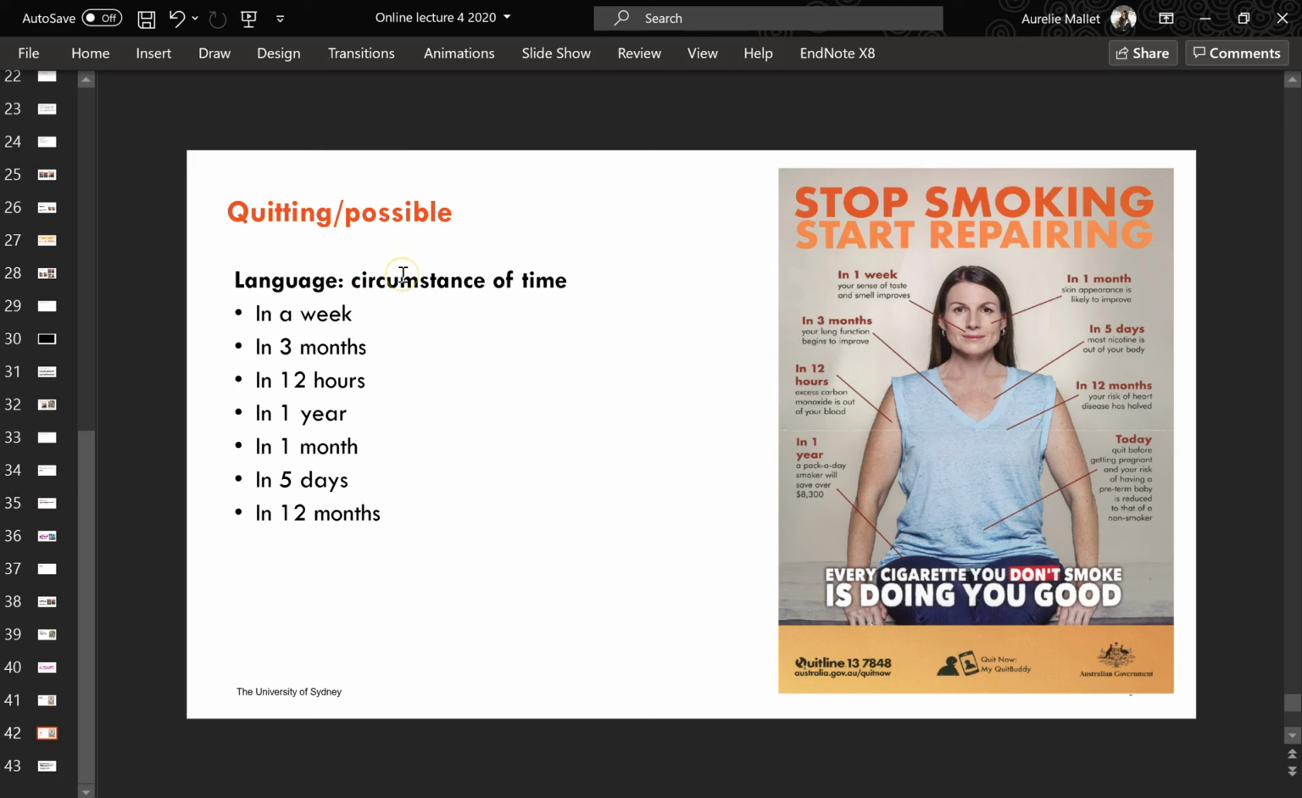You have different types of circumstances, circumstances of time, circumstances of place, etc. Again, they are realized through adverbs and phrases, which is something that you will learn. So that's another language feature of looking at what's possible, circumstances of time. In those time frames, these things might happen.